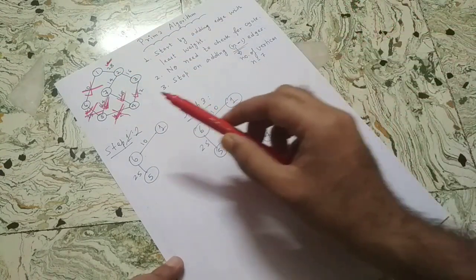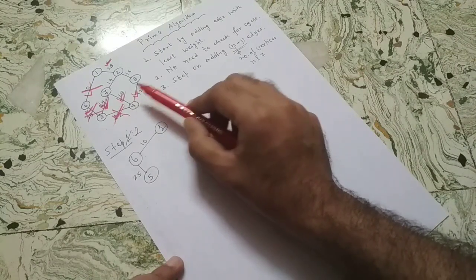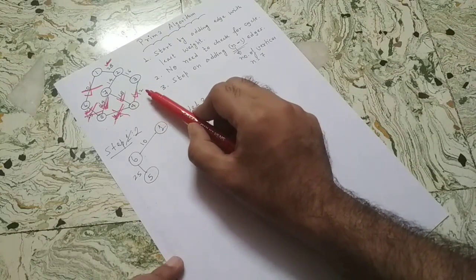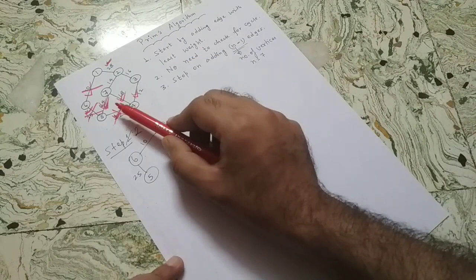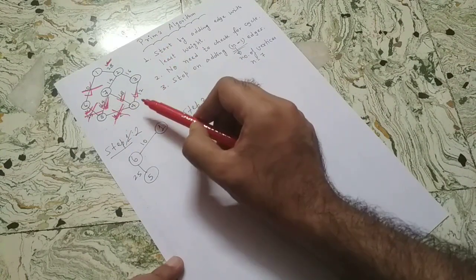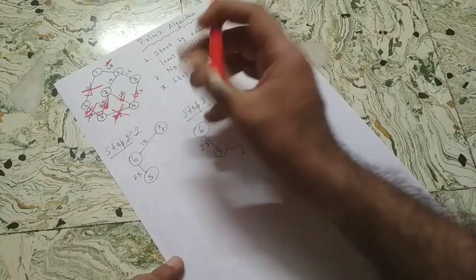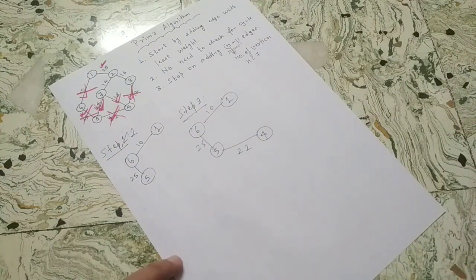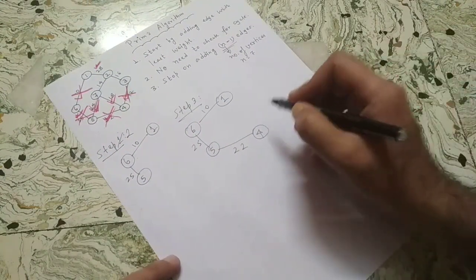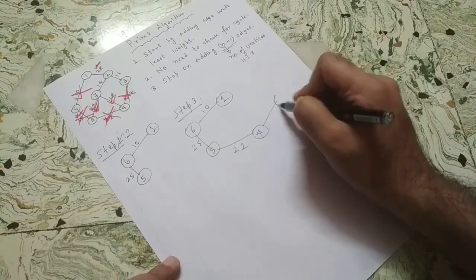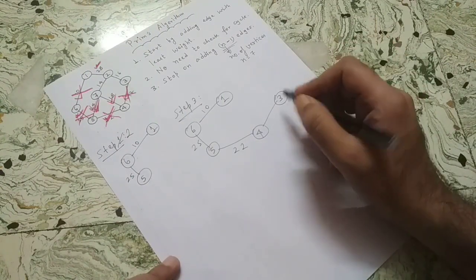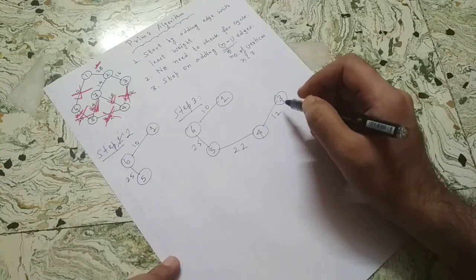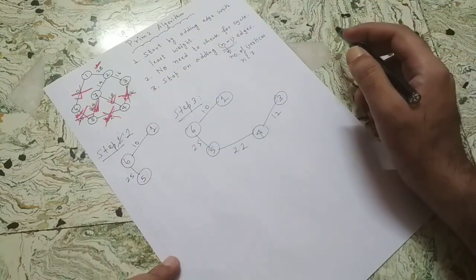Now, out of these 4 edges, 1, 2, 3, and 4, which has the least weight? This one has the least weight, right? So we will include it in our minimum spanning tree. So we'll include the vertex 3 and it has a weight of 12. So this one has been included, right?